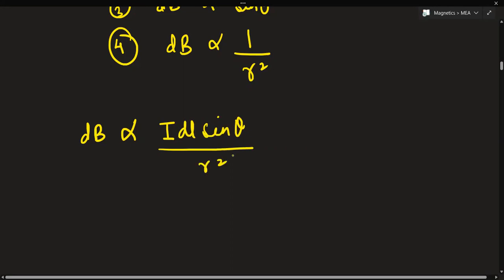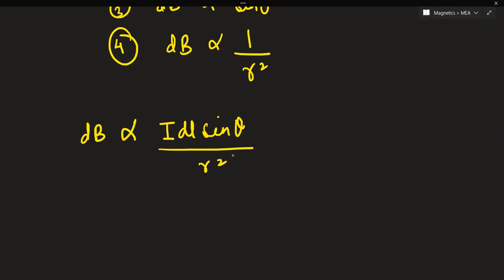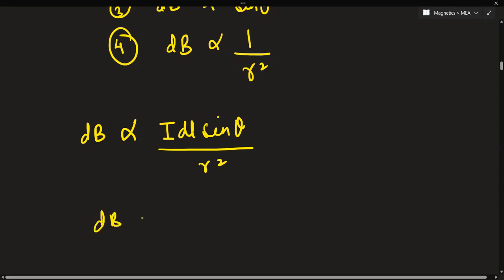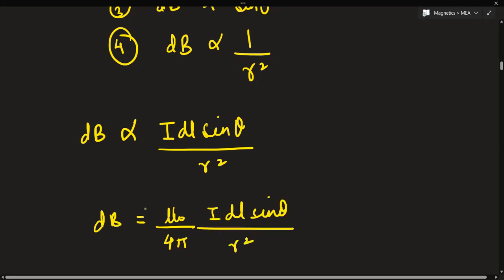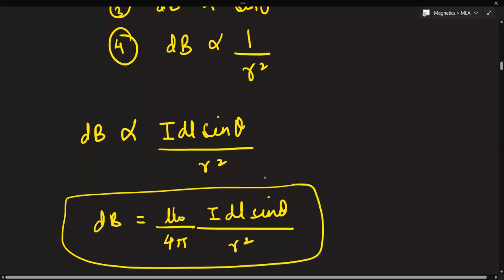Always we'll have a constant. In electrostatics, you had the constant 1 over 4 pi epsilon naught. Here also, you have a constant in magnetics, that is mu naught by 4 pi. This is the constant that you put, and the rest of the things will remain the same. So this is your Biot-Savart's law.